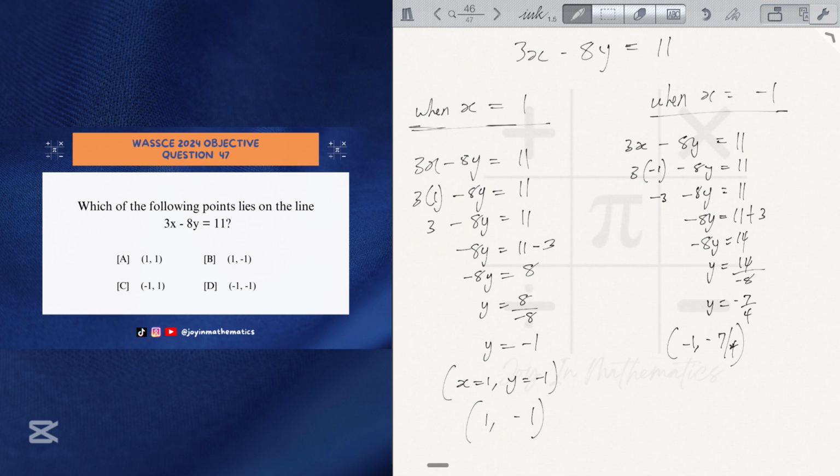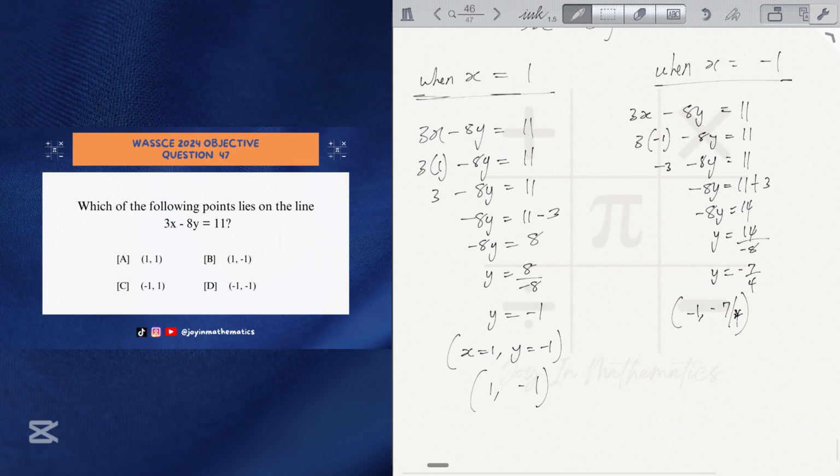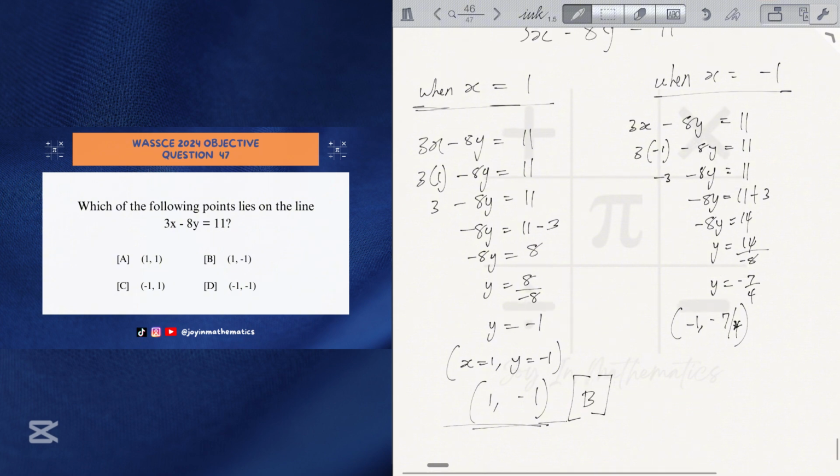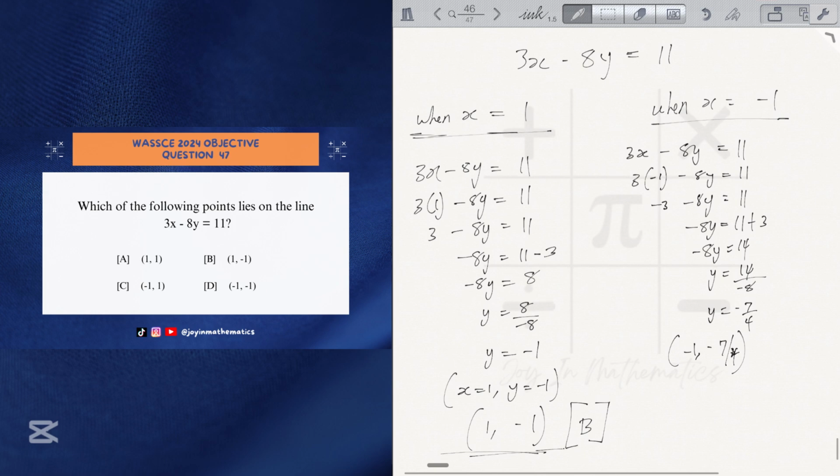So with this now, you can see that option B shows (1, -1), which is the answer to the question. That's (1, -1) lies on the line 3x minus 8y equals 11, because when x is equal to 1, y is equal to -1.